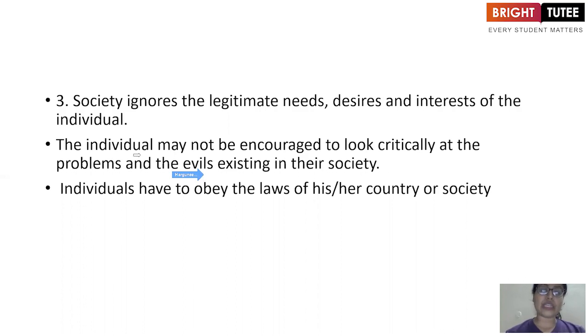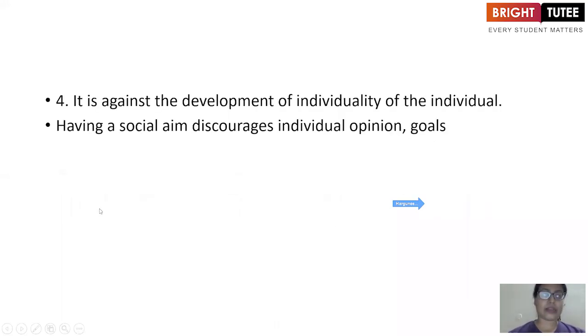So if you're not letting the individual grow holistically and you're not focusing on his individual interests and his individual opinion and goals, then you are for the society only and not for the individual. Individuals thus have to obey the laws of their country or society even if they find fault in them. So even if they are against some laws, they will have to abide by them. This is what you're trying to promote through social aim.